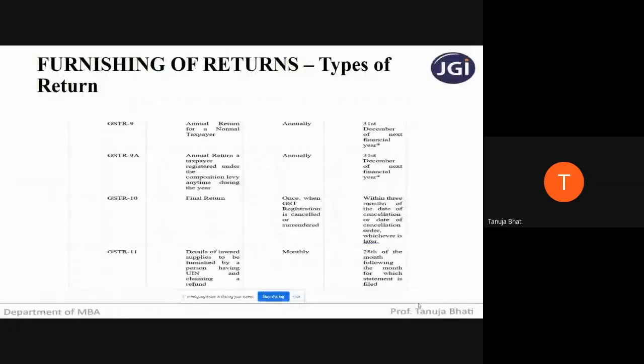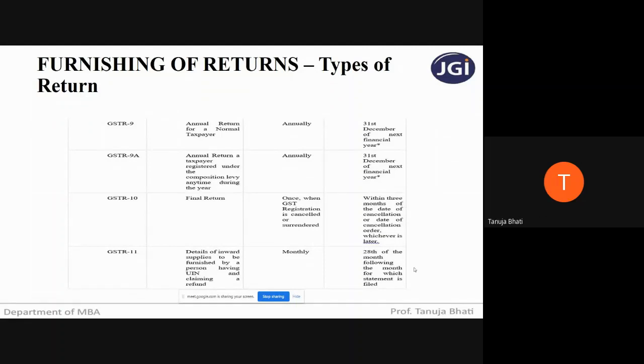Sorry, students, for the inconvenience. Actually, my laptop battery was low, due to which it shut down. Sorry for that. Now, is the screen visible to everyone? Yes, students. Yes, ma'am. Yes, ma'am.